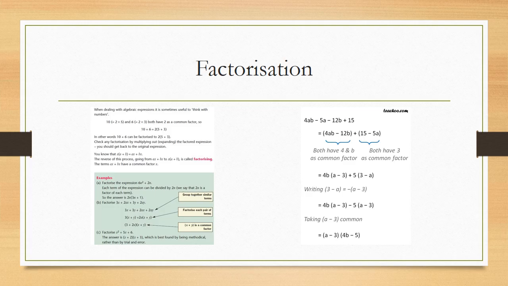Divide each term of the polynomial by this common factor. Write the quotient with brackets and the common factor outside the bracket.